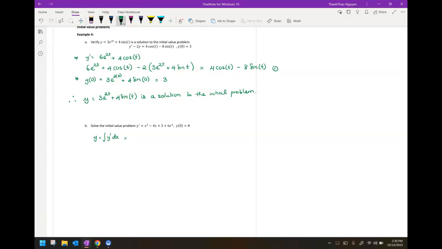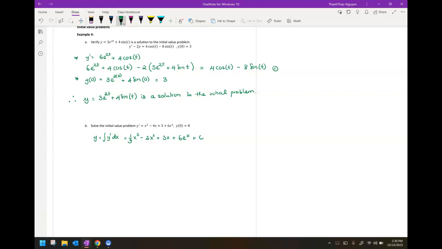So we get 1/3 x to the third minus 2x squared plus 3x plus 3e to the x plus c, where c is a constant.